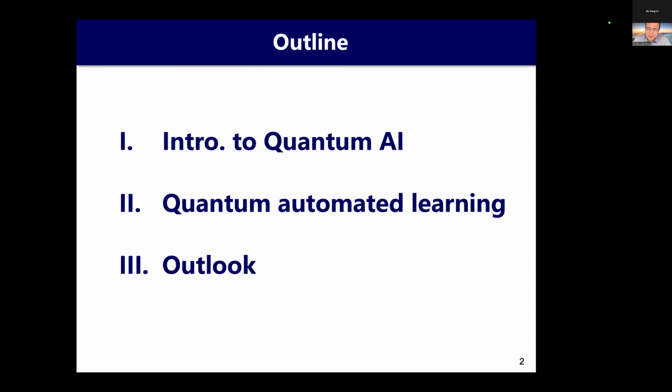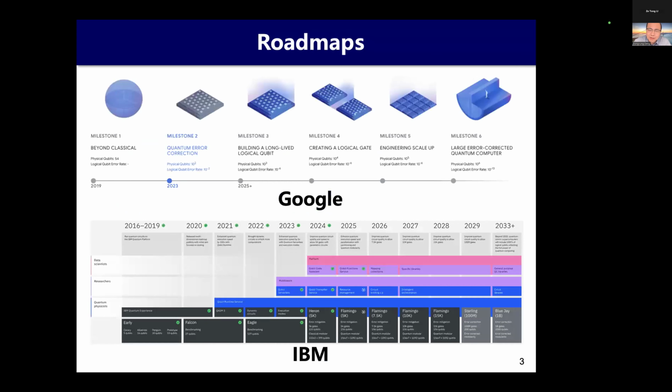Then I will move on to talk about quantum automated learning. I will try to convince you that this is a complementary approach to quantum machine learning with the traditional approaches like variational quantum circuits. Then I will give a very brief outlook. Okay. So let's start with these roadmaps outlined by IBM and Google.